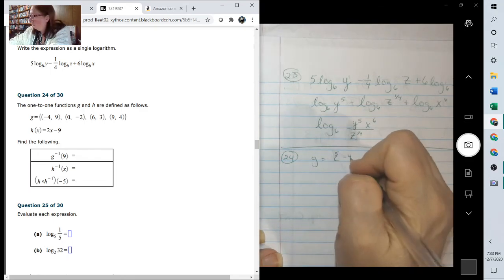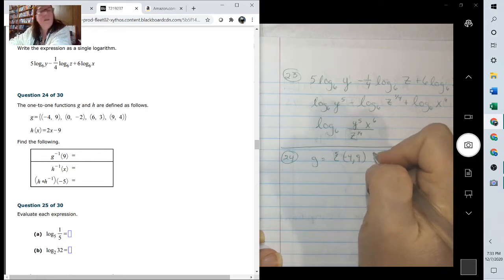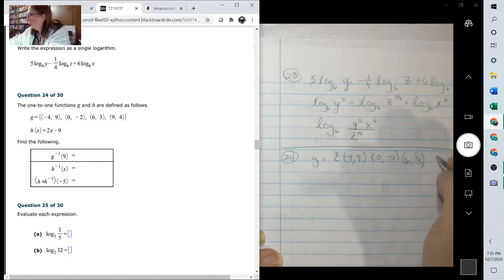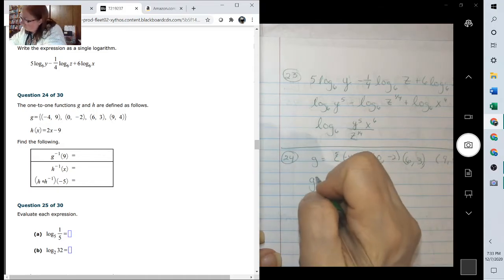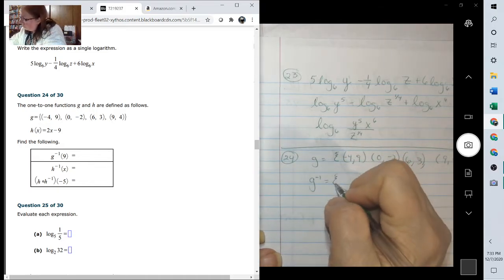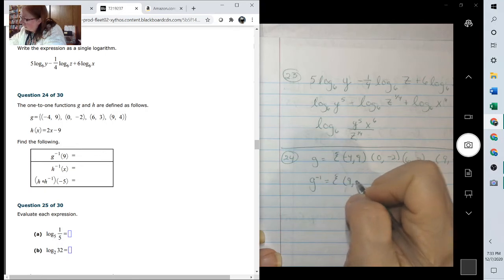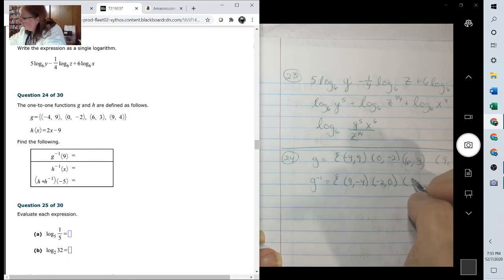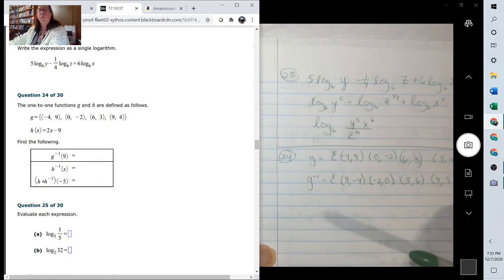G equals -4, 9, 0, -2, 6, 3, and 9, 4. And so let's write G inverse. Just flip them: 9, -4, -2, 0, 3, 6, 4, 9. So if this is G, this is G inverse. Just switch your X and Y's.